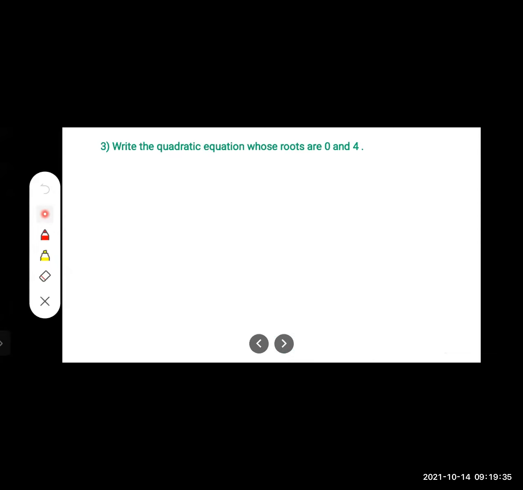Okay. Then now you see the next one. Yes. The same, write the quadratic equation only, but here 0 and 4 is asked. So what you have to do, alpha will be 0 and beta will be 4. First you find alpha plus beta. So that means 0 plus 4. So alpha plus beta, how much you will get? 4 you will get. Is it clear, children?